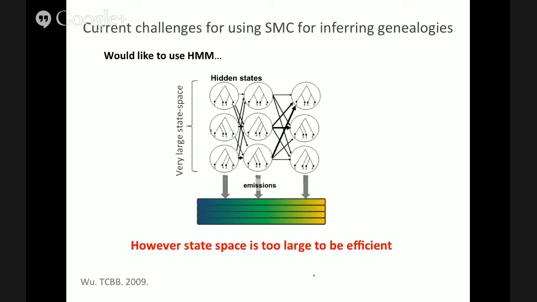However, unless you do something clever, a naive implementation is going to run into a lot of issues because the state space is extremely large. The number of tree topologies grows super exponential with the number of sequences. You probably also want to consider lots of variations on the branch length, and so that's a pretty large state space. But the idea is a pretty good one. You could think of the local trees as your hidden states in this HMM, and the emissions would be your sequence alignment.